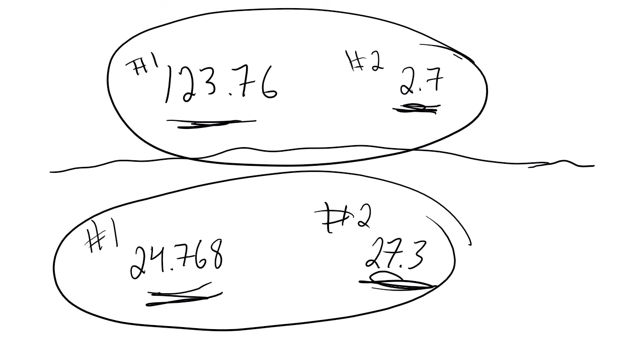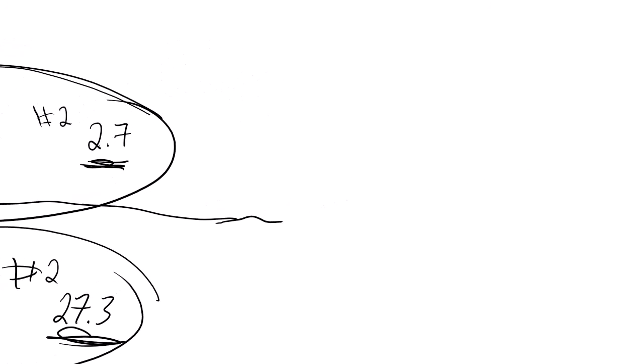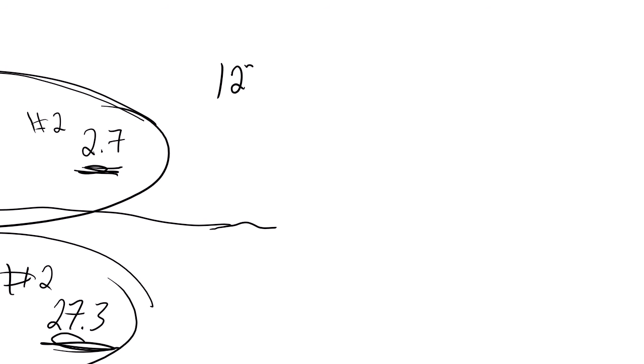Well, let's start with the top 2 numbers. So we have 123.76 and 2.7. Well, I know that 123.76 is the greater number, so it goes on top. And 2.7 goes on the bottom. Remember, we have to align our decimals. And its decimal stays in the same place.